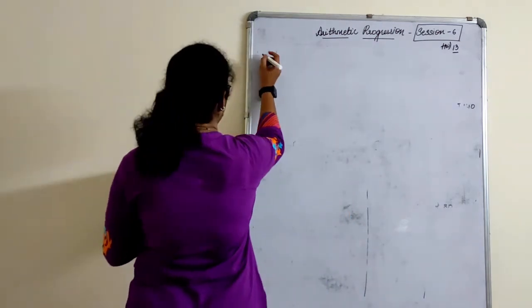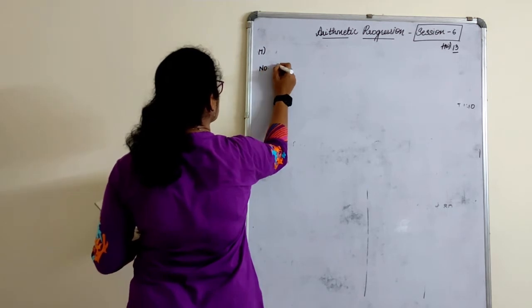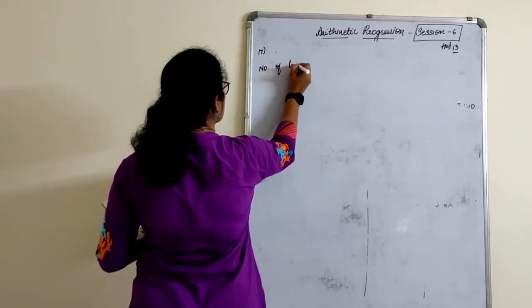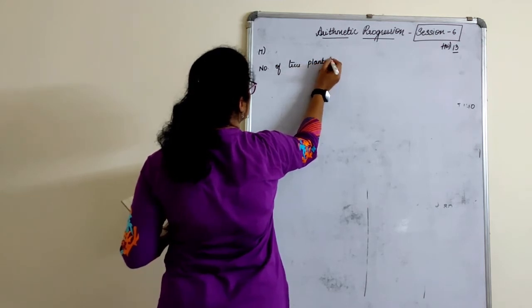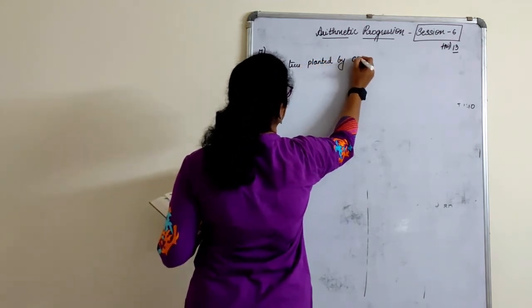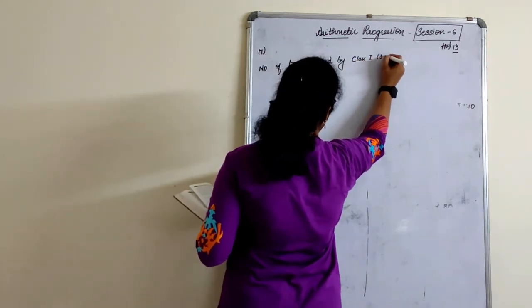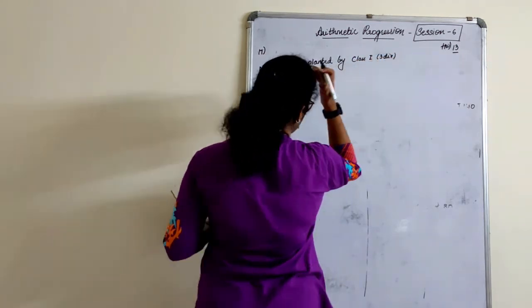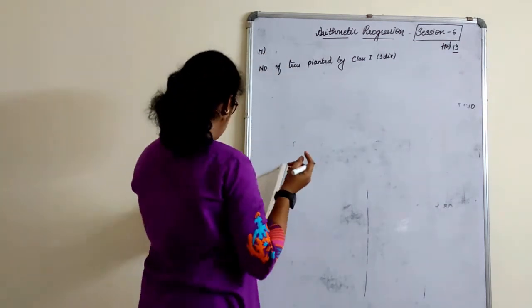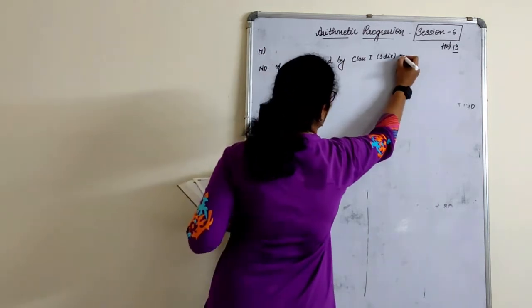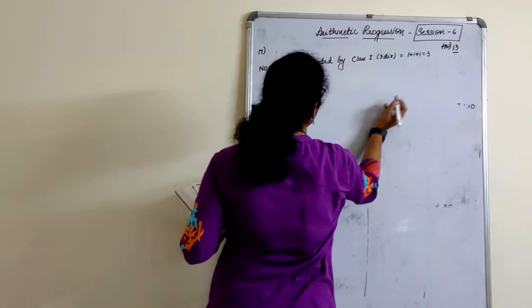Number of trees planted by class 1, in brackets I will write 3 divisions. So class 1 will plant 1 tree, but how many divisions? 3 divisions, so it is 1 plus 1 plus 1 is equal to 3.